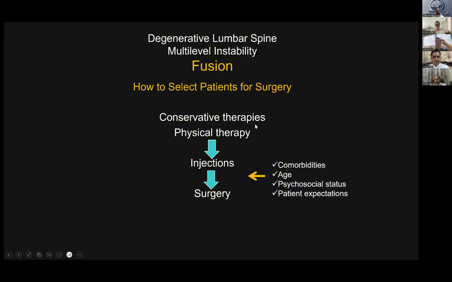What about fusion? How to select patients for surgery? We must first apply conservative therapies and physical therapy and make injections. Then, if they don't work, then we can recommend some surgeries. And for these recommendations, we have to have concerns about the comorbidities, age of the patient, psychosocial status, and patient expectations as well.